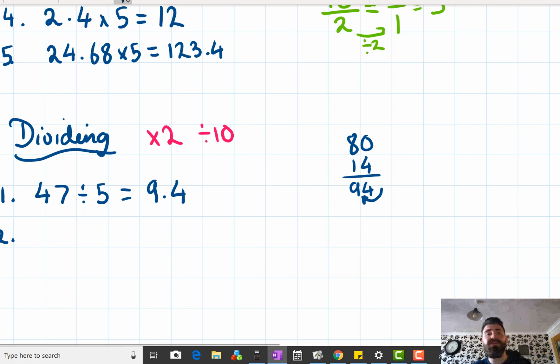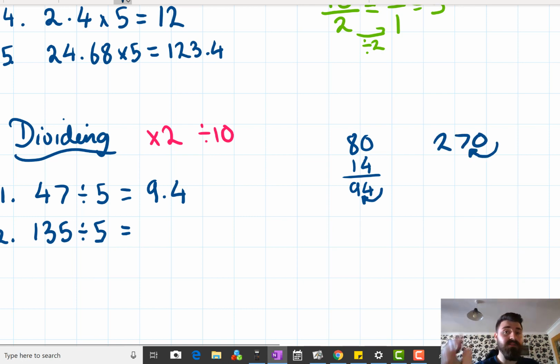Let's try a number in the 5 times table, just to convince yourself even further. 135. Remember, we need to double the number. 135 doubled is 270. 270 divided by 10, moving the decimal place 1 to the left, 27. Really, really fast again. Now, could we do this with a decimal?